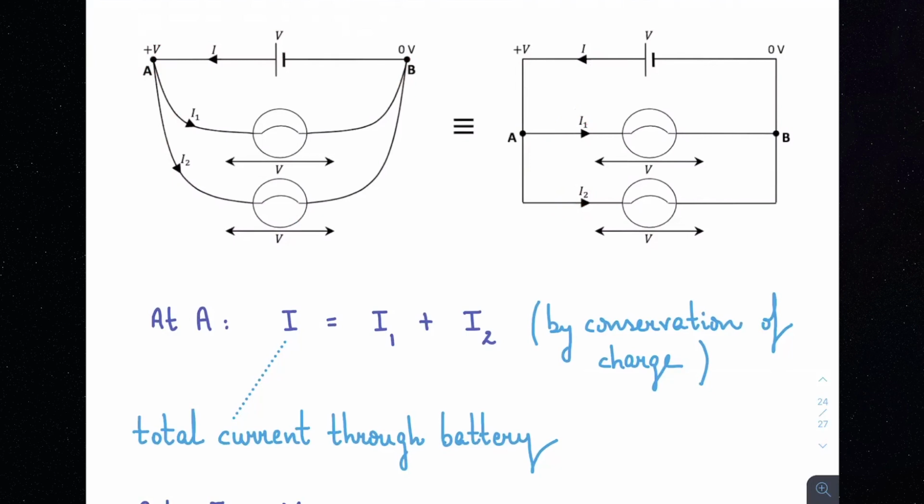Now, at point A, the current in is I, and the current out is I1 plus I2. And we know that these two must be equal by conservation of charge. What does this mean? The amount of free electrons approaching point A must be equal to the amount of free electrons leaving A, part through here and part through here. So we know that the summation of currents must hold: I is equal to I1 plus I2.